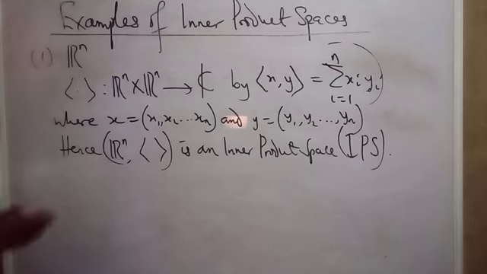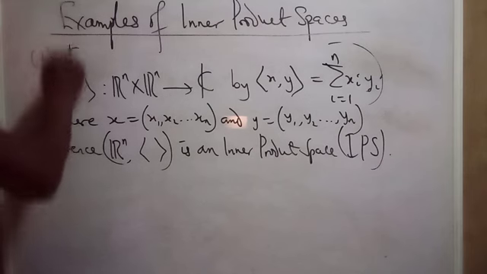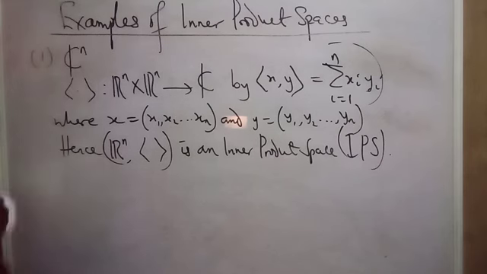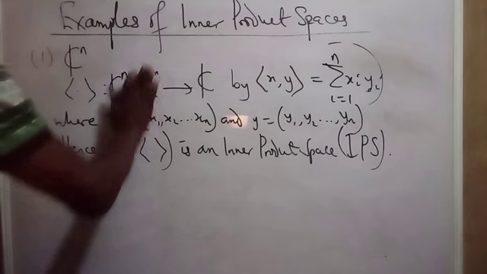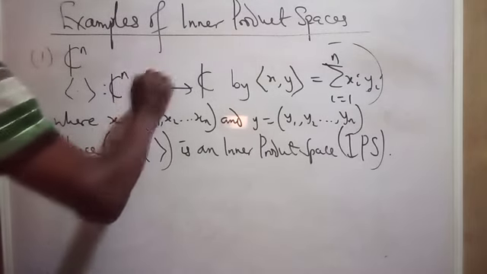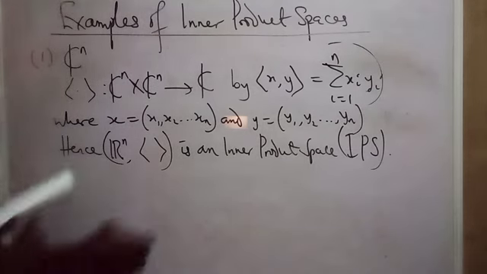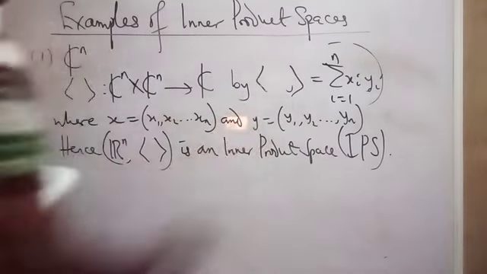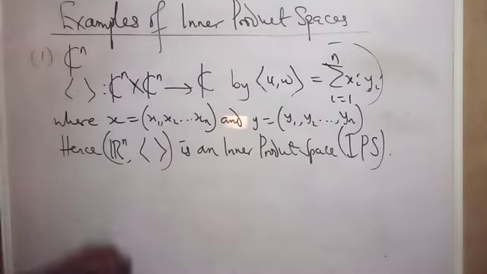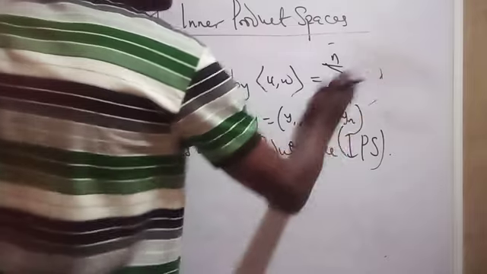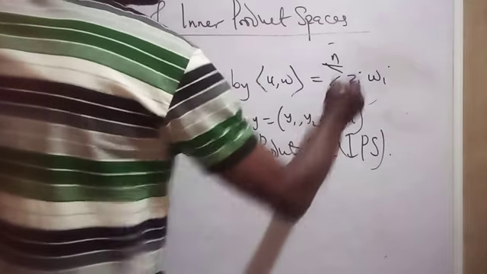You could equally have the n-dimensional set of complex numbers. It's also a very good example of inner product spaces. So this one will change to this, and we are going to have this too. All right, then it becomes this. Suppose we use u and w, and in this case we have zi wi bar, where i moves from 1 to n.